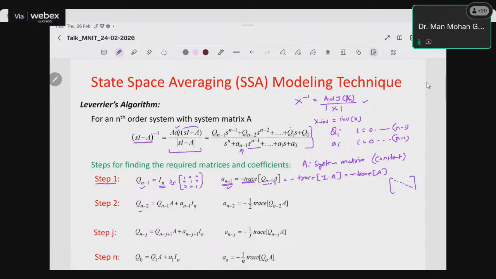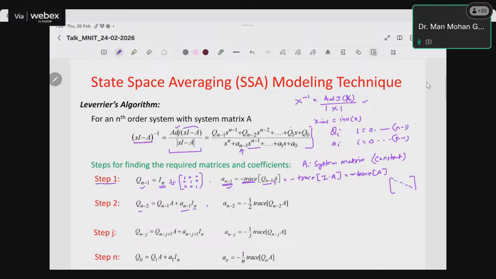I(n) is the identity matrix again, right? So why is I(n) multiplied? Because this a(n-1) is a scalar, so it has to match with the order of this Q(n-2), which is of nth order. So I(n) is multiplied here. So Q(n-2), now we found Q(n-2).